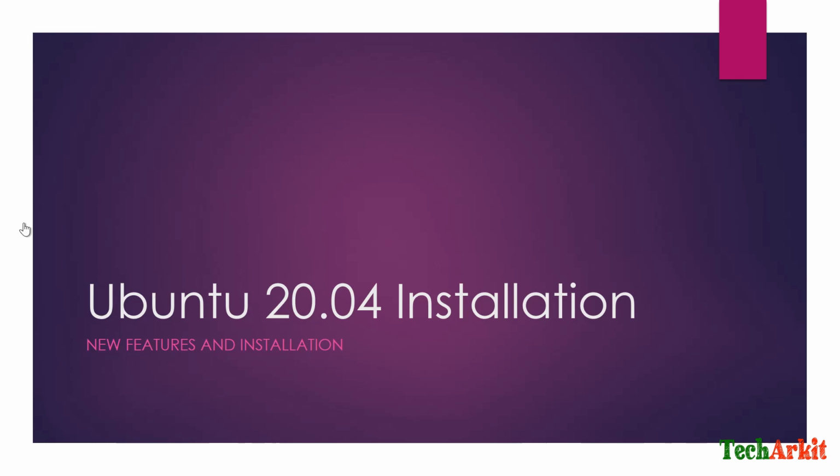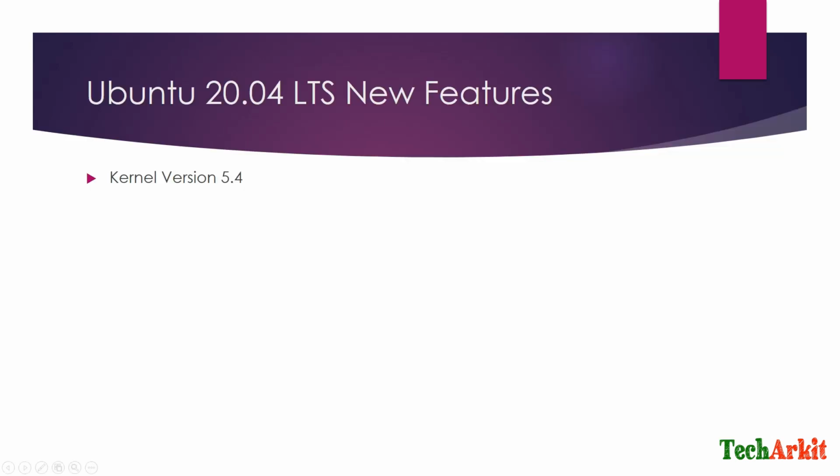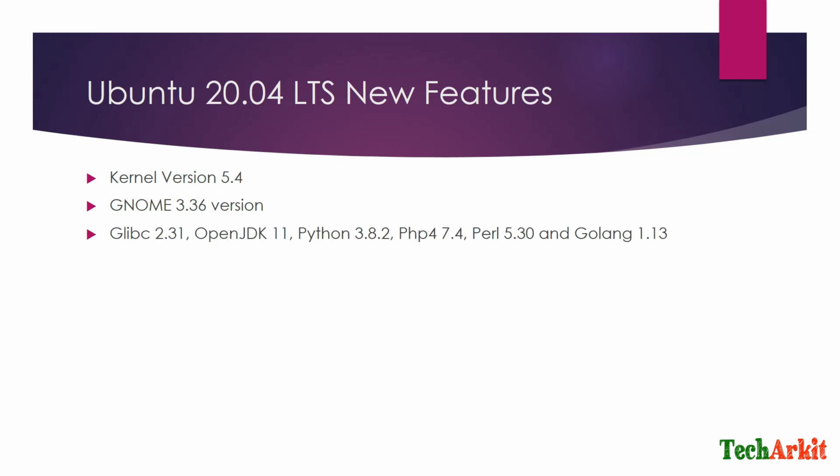So first of all, the kernel version in 20.04 is 5.4, which is a new version. And the GNOME version shipped with 20.04 is 3.36. And a few of the packages which ship with 20.04 are Glibc 2.31, OpenJDK 11, Python 3.8.2 and PHP 7.4. The Perl version is 5.30 and the Go language version is 1.13.